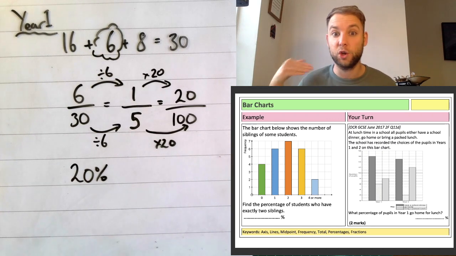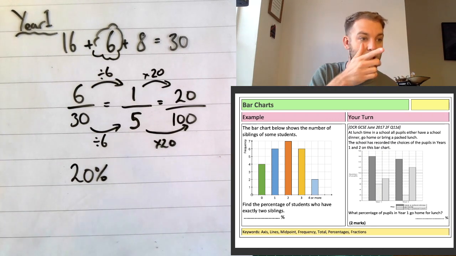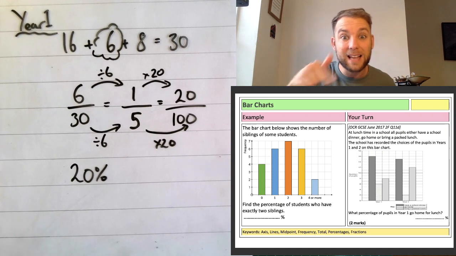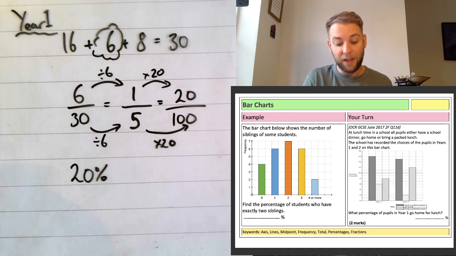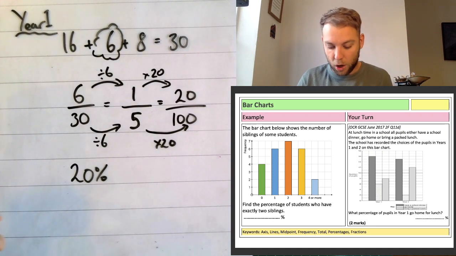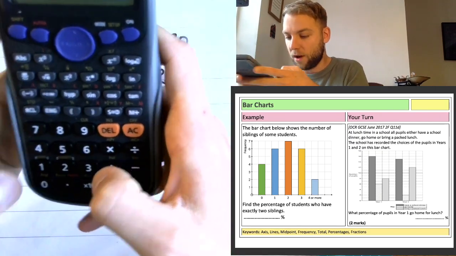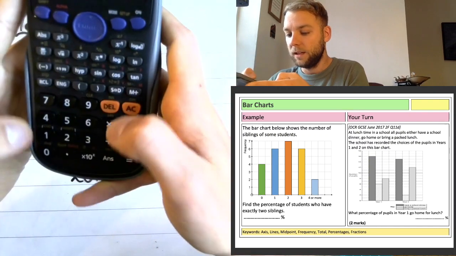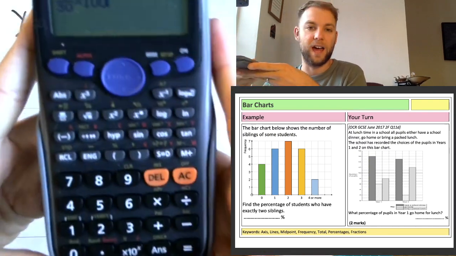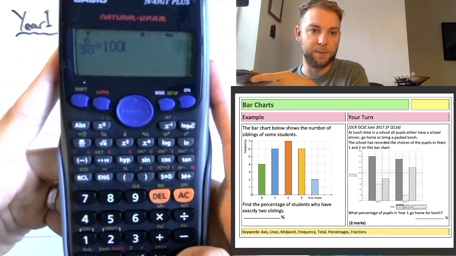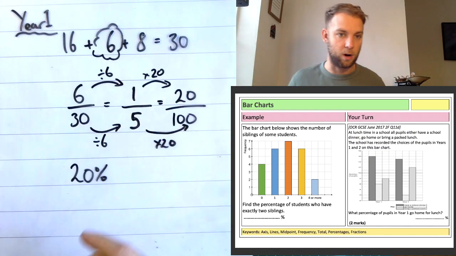And that's why it's 2 marks. That's why it's the 11D. So it's kind of the last part of a bar chart question. If we did have a calculator, we know we could have written it as a fraction. So I'll do it on here. 6 over 30 times by 100, like so. 6 over 30 times by 100, which is the 20%, which is what I've got.